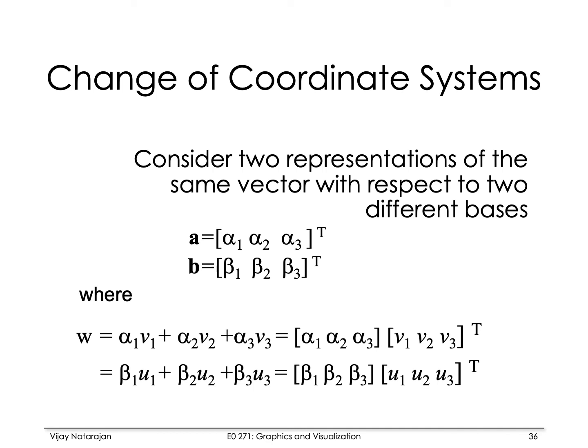So let's now talk about different coordinate systems and how we can go from one to the other. This is more a revision of your basic linear algebra that you have done in your undergraduate days. So let's think about 2 representations of the same vector with respect to 2 different bases, right? So A and B are the 2 representations of this vector. So what this means is, if W is the vector, then W can be written as alpha 1 V1 plus alpha 2 V2 plus alpha 3 V3 using the basis V1, V2, V3. It can also be written as beta 1 U1 plus beta 2 U2 plus beta 3 U3 using the basis U1, U2, U3.